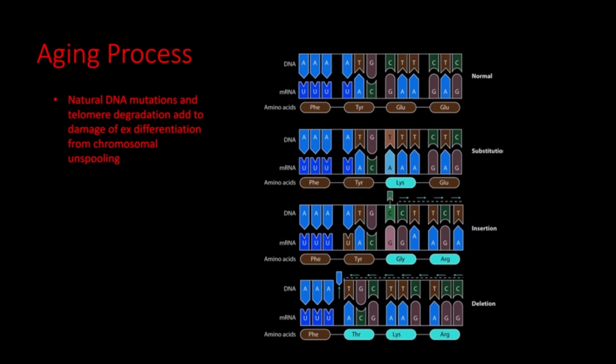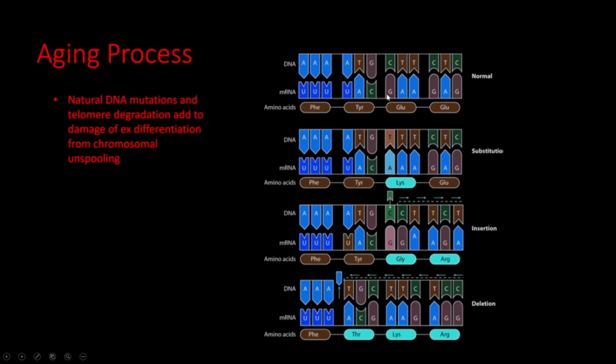So in addition to this kind of unspooling of the chromosomes that read different parts of the DNA inappropriately, this is also exacerbated by natural DNA mutations and telomere degradation that occurs. So DNA mutations, such as you can see here on the side, substitutions, insertions, and deletions. So substitution is like instead of having your normal DNA sequence, you have one base pair different, which ultimately creates a different amino acid.